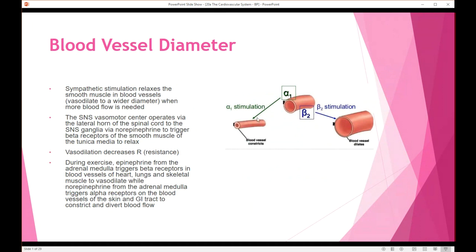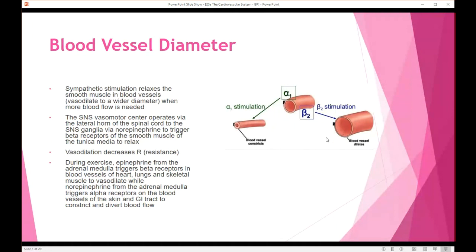We have alpha 1 stimulation and beta 1 stimulation depending on what we're going to do. Okay, so sympathetic stimulation relaxes those smooth muscles in the blood vessels, so we get a vasodilation when more blood flow is needed. The sympathetic nervous system vasomotor center operates via the lateral horn of the spinal cord to the sympathetic nervous system ganglia via norepinephrine to trigger the beta receptors of the smooth muscles to relax. So we get a dilation.